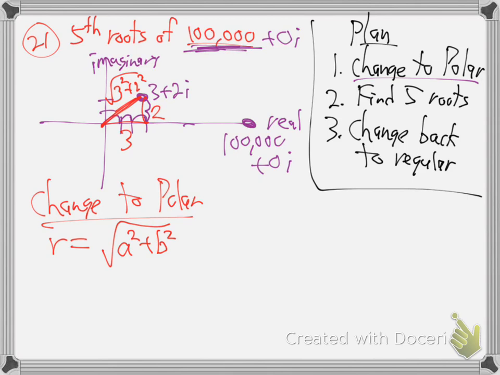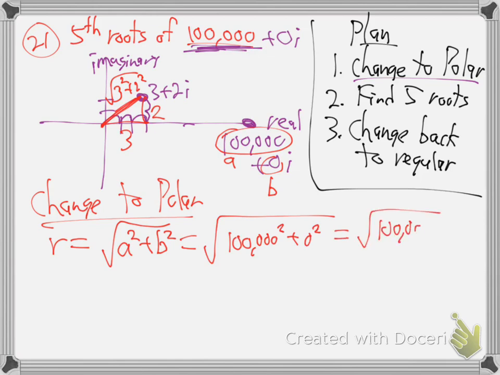The length of the complex number, it's not really a vector, but it's the same thing as a vector: the hypotenuse of a right triangle. Square root of a squared plus b squared. What's a? 100,000. That's a. B is 0. The a and b are the real part and the imaginary part. So 100,000 squared plus 0 squared. Well, that's the square root of 100,000 squared. The 0 does nothing.